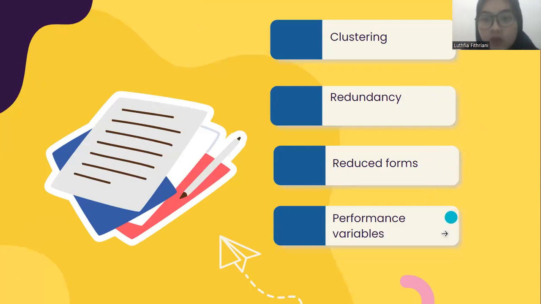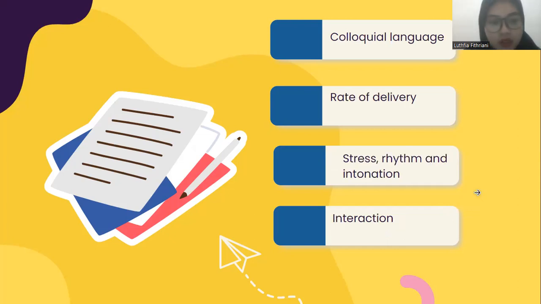The fourth is performance variables. Performance variables means being able to eliminate false starts, pauses, and corrections in natural speech. The fifth, colloquial language. Colloquial language means comprehending idioms, slang, and reduced forms. The sixth is rate of delivery. It means maintaining the speed of delivery, processing automatically as the speaker continues.